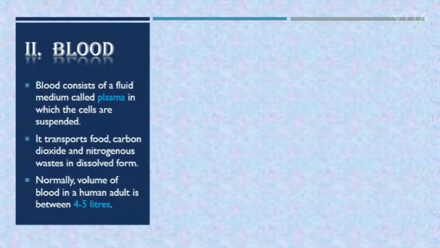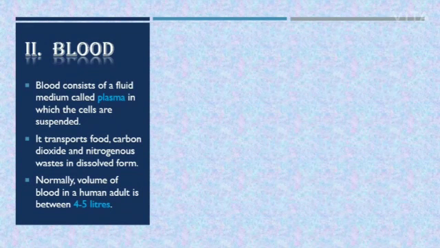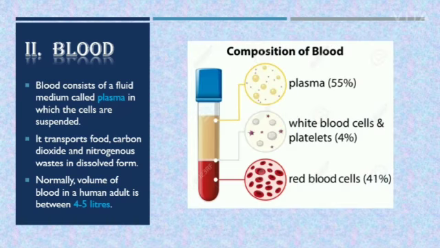Now let's move ahead to another part, that is blood. Blood consists of a fluid medium called plasma in which all the cells are suspended. Normally, the average volume of blood in a human adult is between 4 to 5 liters. Here is the composition of blood, which contains 55% of plasma, 4% of white blood cells and platelets, and 41% of red blood cells.